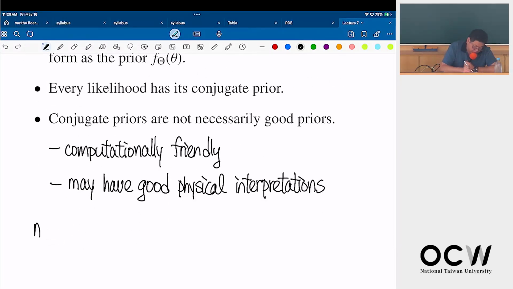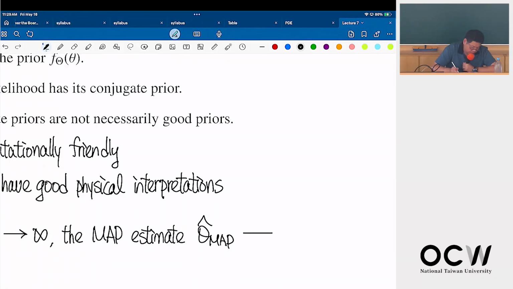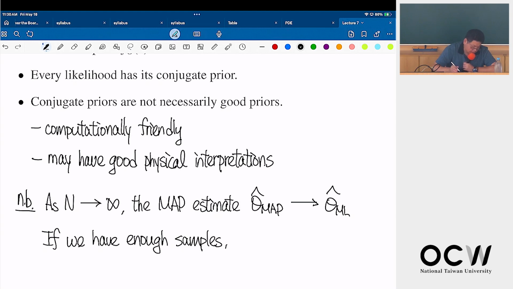Here's a note overall. If we have enough observations, or the number of observations goes to infinity, then the MAP estimate will be close to the maximum likelihood estimate, which means that if we have enough samples, then we trust the data.